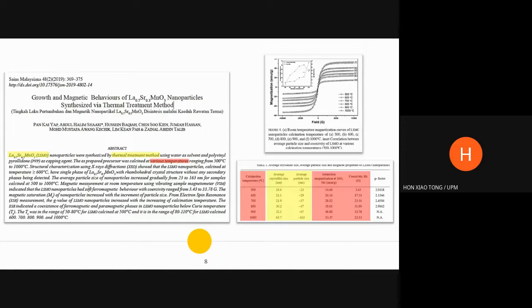And now let's move on to the literature review part. So in this paper, Yap et al. has successfully synthesized the LSMO using thermal treatment method. And in their study, they found out that by increasing the calcination temperature from 500 to 1000 degrees Celsius, the crystallite size and particle size are getting larger, while the magnetic properties are also affected as well.